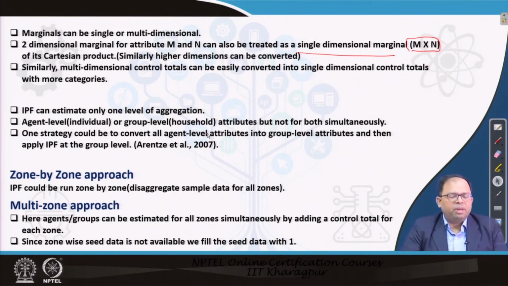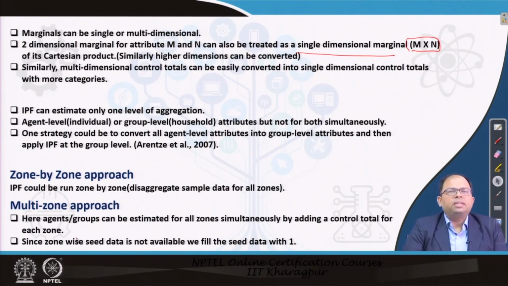Another issue with IPF is that IPF could be done zone by zone. That means for each zone we can do an IPF, and then using control totals of each zone we can determine what sort of people, what sort of demographic groups should be there in each zone, but we also require the disaggregate sample data to have seed data for each zone. Or it could be a multi-zone approach, which means that first agent groups can be estimated for all zones simultaneously by adding a control total for each zone, and then we can determine it for each zone.